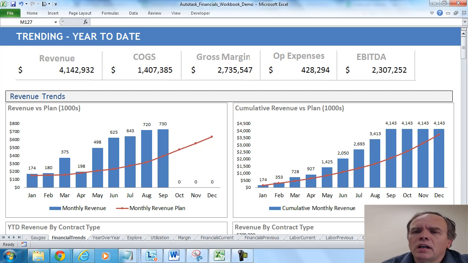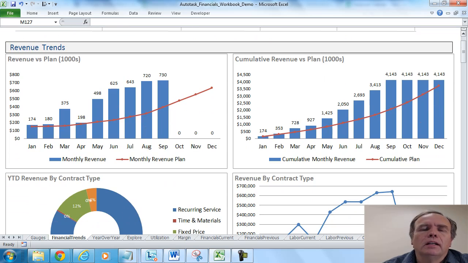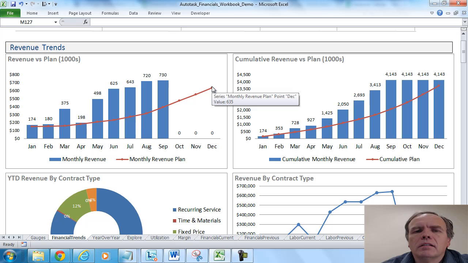The revenue section is set up to give you a feel for how revenue is performing on a monthly basis. So here I'm seeing the months associated with my fiscal year. I'm seeing in thousands of dollars how individual revenue has been performing through the year as compared to my plan number. So this information, along with most of the information on this sheet, is coming directly from the Financials Current tab.